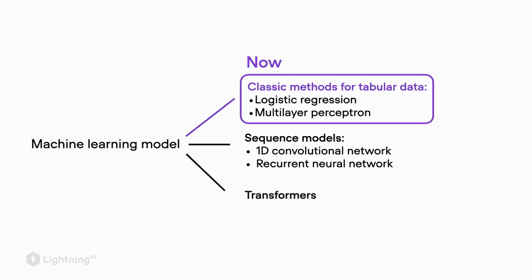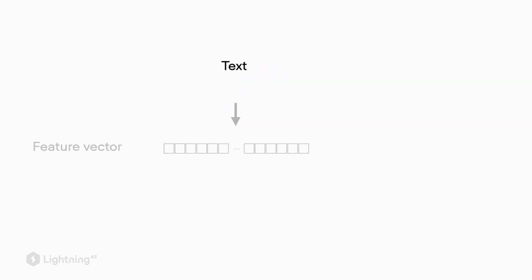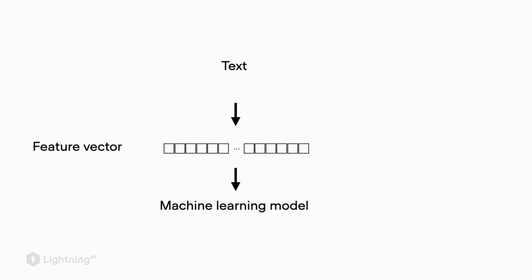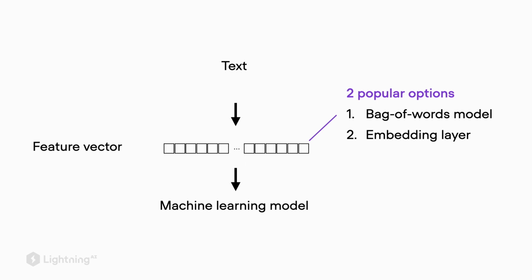Okay, coming back to this classic approach, the workflow is still the same. We go from text to feature vectors to the machine learning model. And here the key is how we actually represent these feature vectors. There are two popular options, the bag-of-words model and using embedding layers. So for now, we will be focusing on the simple method first, the bag-of-words model. So let's dive in and cover the bag-of-words model in the next video.